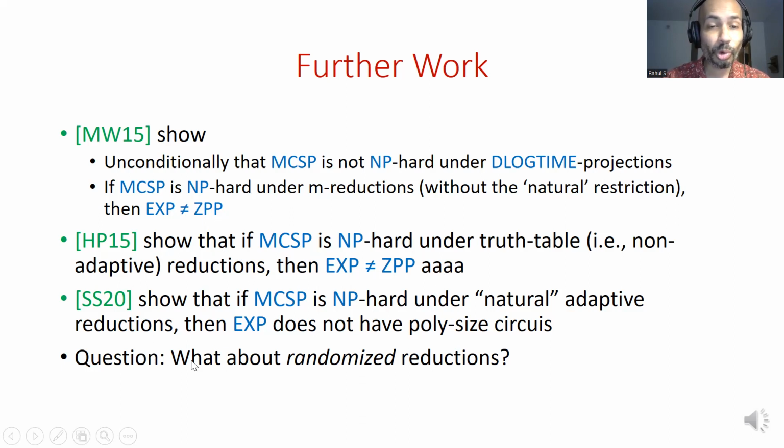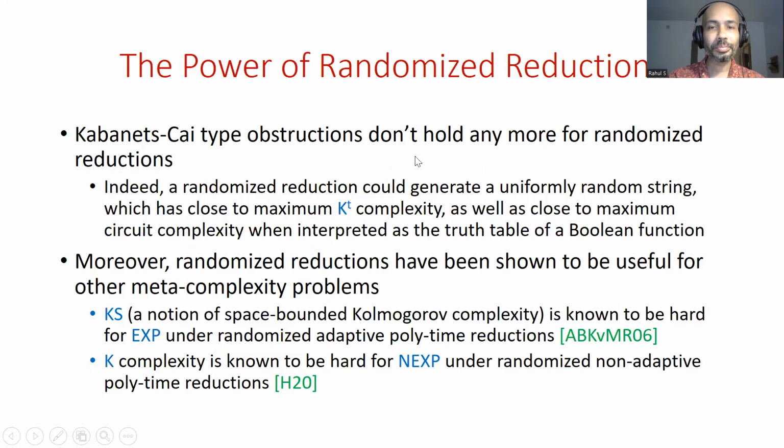So the question is, what about randomized reductions? Randomized reductions are used quite often in complexity theory. What about possibly using randomized reductions to show NP-hardness of MCSP? So Kabanets-Cai type obstructions don't hold anymore for randomized reductions, because the Kabanets-Cai obstruction is about deterministically generating some object that we don't know how to generate deterministically, namely a hard Boolean function, but we do know how to generate randomly. Just a uniformly random string is going to have high circuit complexity. So a randomized reduction could generate a uniformly random string, which is close to maximum circuit complexity, maximum KT complexity, and so the Kabanets-Cai obstacle doesn't apply anymore.